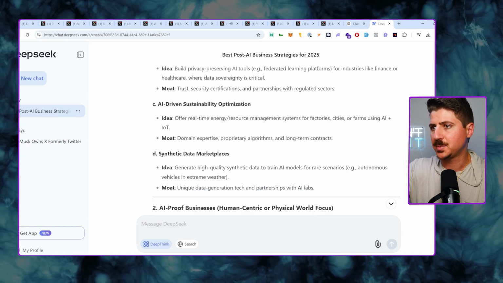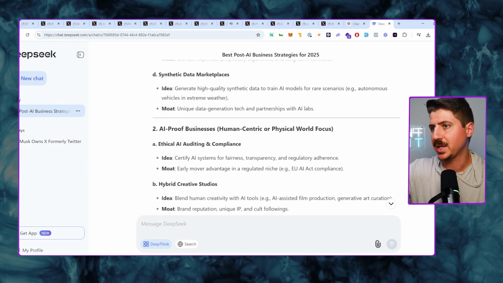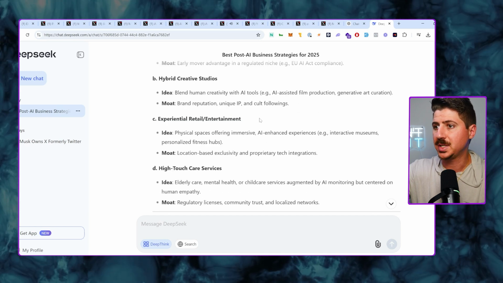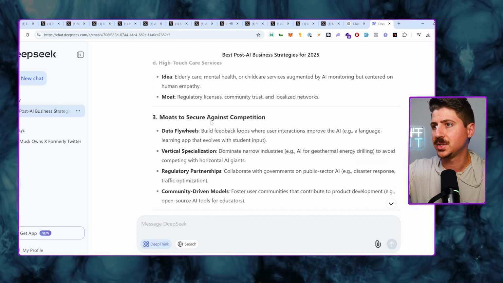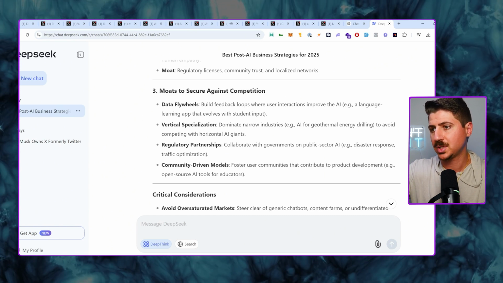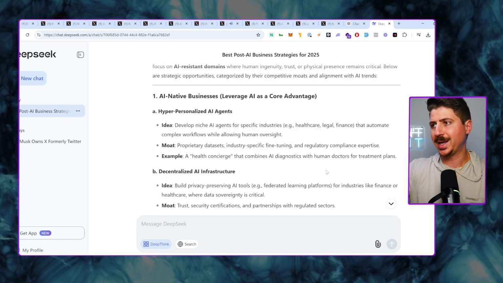AI-driven sustainability optimization, AI or synthetic data marketplaces, and then the AI-proof businesses like ethical AI auditing, which I thought was interesting, hybrid creative, experiential retail, high-touch care services. And then it also gave some moats to secure against competition, which I thought were kind of interesting, and some critical considerations.